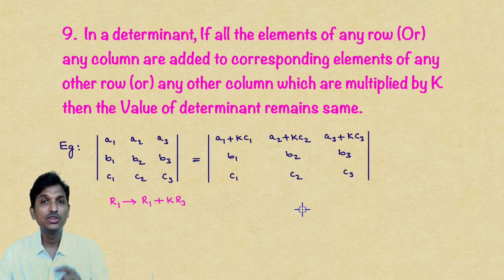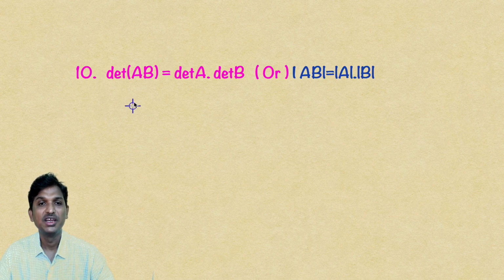Now we will move to the 10th property, which is very easy. What is the 10th property? Determinant of AB is same as det A into det B. The same property you can write with a notation like this. This is det notation: determinant of AB equals det A into det B.